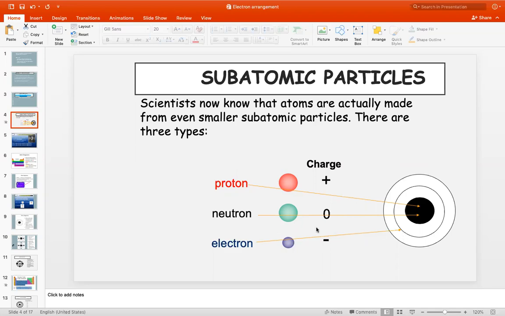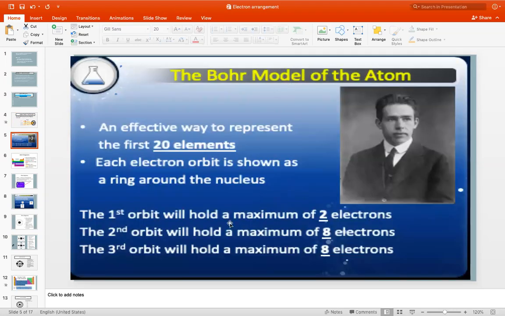Okay, so you need to remember 3 things. The atom is made up of proton, neutron, and electron. Proton, neutron are in the nucleus. Electrons are around the nucleus. That's what we are going to learn today, how to draw the electrons around the nucleus. So the scientist Bohr invented the model of the atom, and today we are going to look at how to draw the electrons around the atom in the different circles, and those circles are known as orbits.